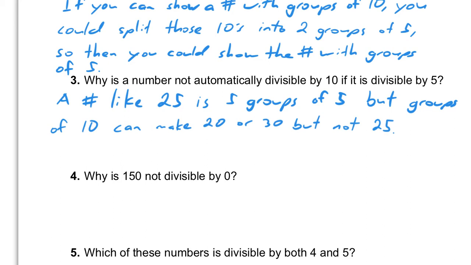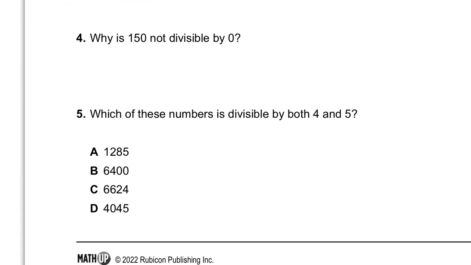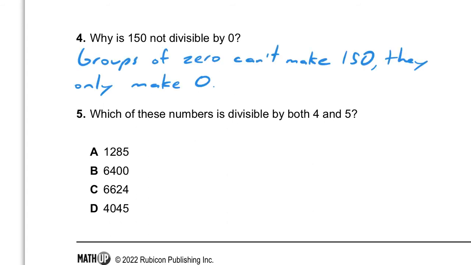Next, number 4 says, why is 150 not divisible by 0? I might say something like this. Groups of 0 can't make 150, they can only make 0.